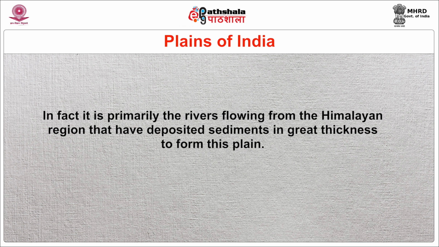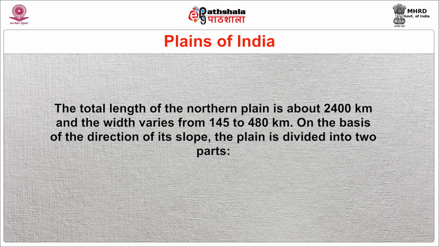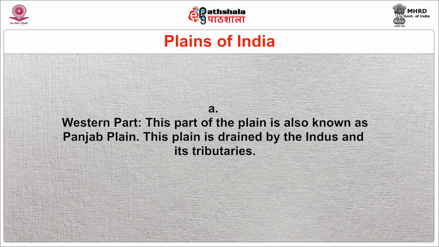In fact, it is primarily the rivers flowing from the Himalayan region that have deposited sediments in great thickness to form this plain. The total length of the northern plain is about 2400 kilometers and the width varies from 145 to 480 kilometers. On the basis of the direction of its slope, the plain is divided into two parts. The first is the western part. This part of the plain is also known as the Punjab Plain.